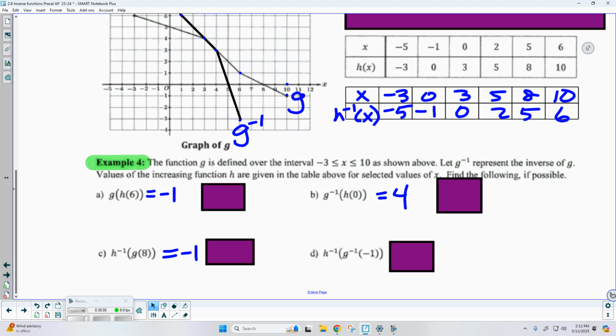Okay. And we'll go ahead and finish up. William, what'd you get for H inverse of G inverse of negative 1? Oh, we got mixed up? Reed, can you help him out? 6. There we go. Would we like to talk about any of those? Anybody got any questions?